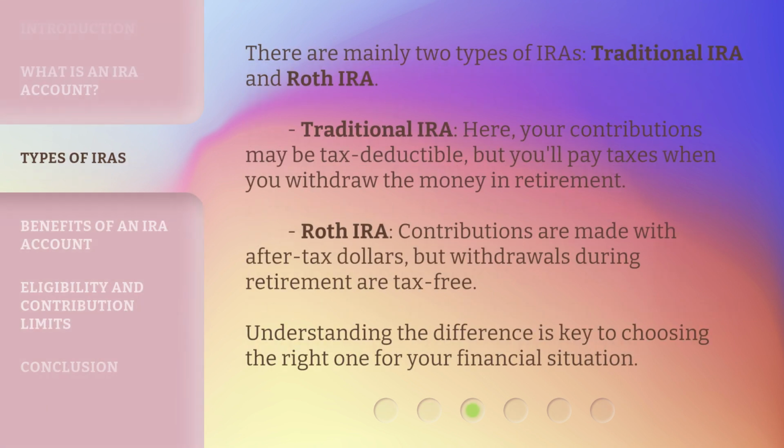There are mainly two types of IRAs: traditional IRA and Roth IRA. Traditional IRA: here, your contributions may be tax deductible, but you'll pay taxes when you withdraw the money in retirement. Roth IRA: contributions are made with after-tax dollars, but withdrawals during retirement are tax-free. Understanding the difference is key to choosing the right one for your financial situation.